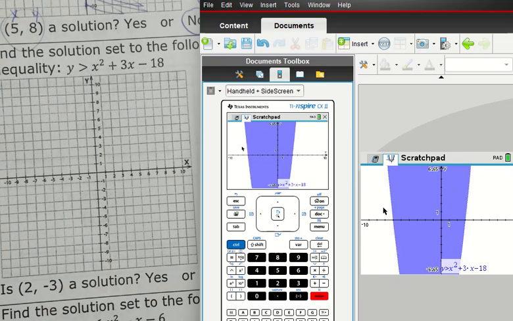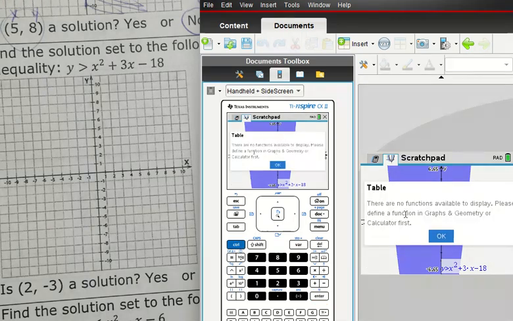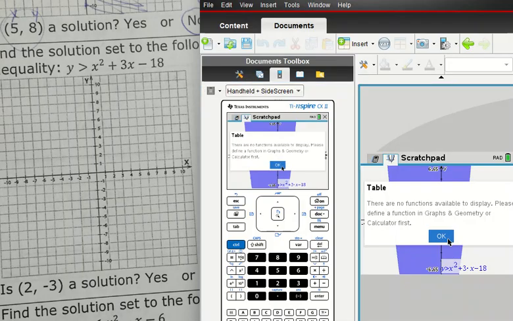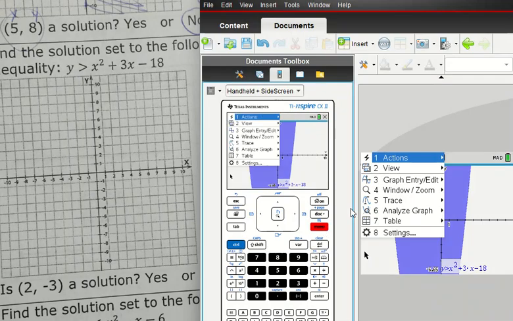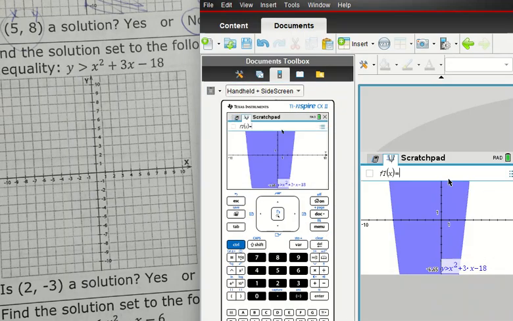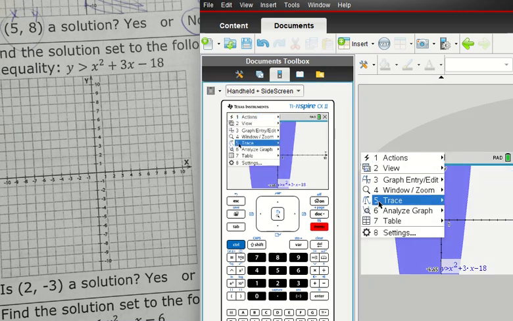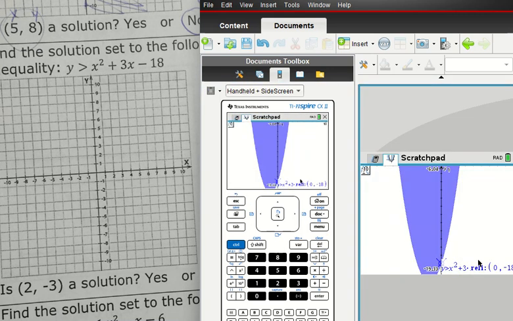So I can either go to table if I can. So let me show you, Control T. It tells you it's not going to work because there's no functions graphed. So in order for you to create a table, you will have to have typed it in function, which if you go to function, it's you typing it again, but it would have just been the graph without the shading part. But we can always trace as well. So menu, trace, graph trace.